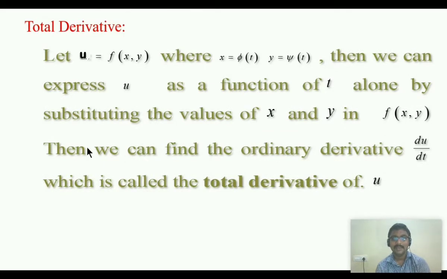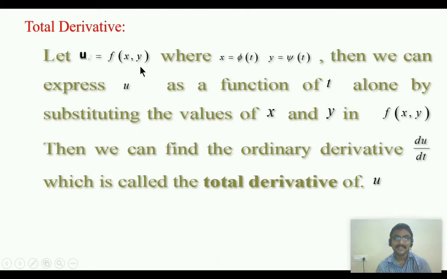Total derivative definition. Let u equal f of x, y. That means u is a function of x and y, where x is phi of t and y is psi of t. That means both x and y are functions of t. Then we can express u as a function of t alone by substituting the values of x and y in f of x, y. Then we can define the ordinary derivative du by dt, which is called the total derivative of u.